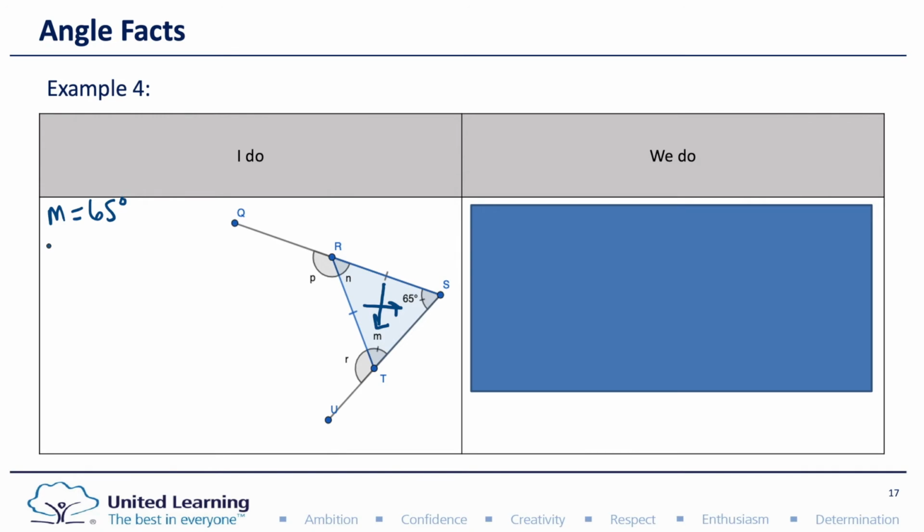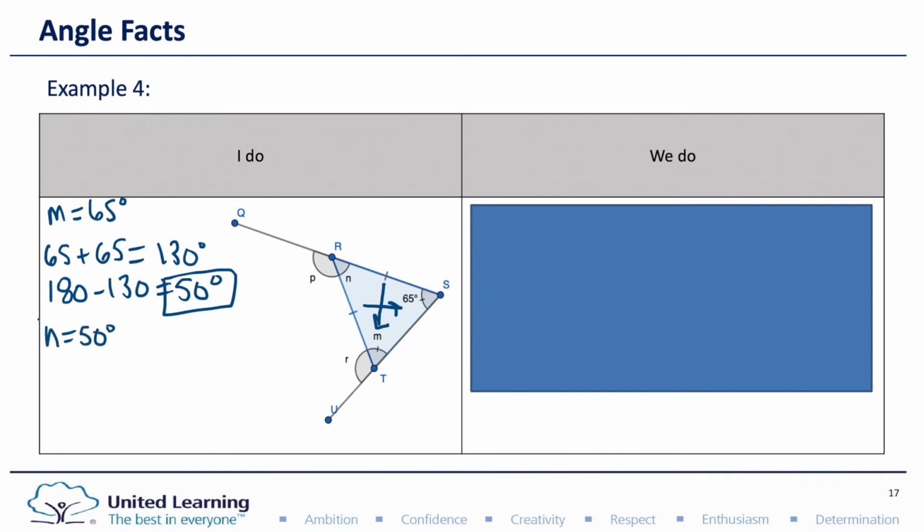Let's go ahead and solve for N. So I know that I have 65 and another 65 in the triangle so far. So that would get me 130 degrees. If I take that away from 180, I have 50 degrees remaining. So that 50 degrees is N. So I have N equals 50 degrees. Now that's really similar to our last problem we just did. Here's the different part.